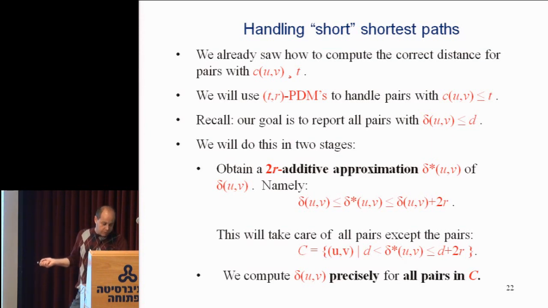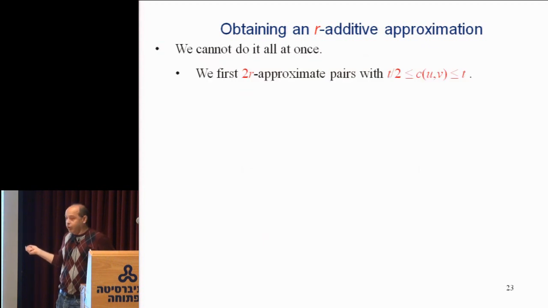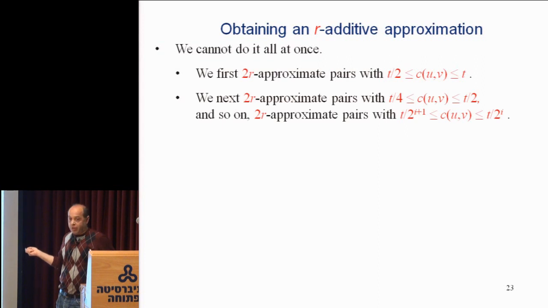Okay, I think I'll manage. So here is how we do the additive approximation. Again, we won't be able to do it all at once. As before, I cut it into a logarithmic number of parts between T and T over 2, T over 2 and T over 4, etc. Let me explain how to do it between T and T over 2.